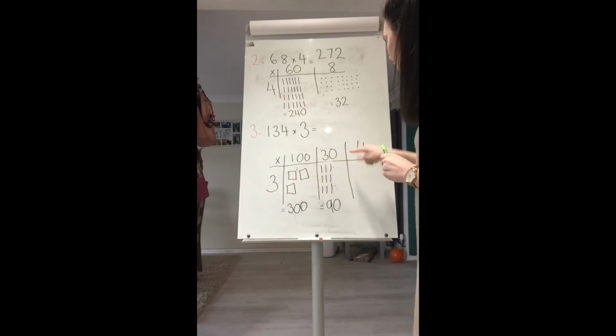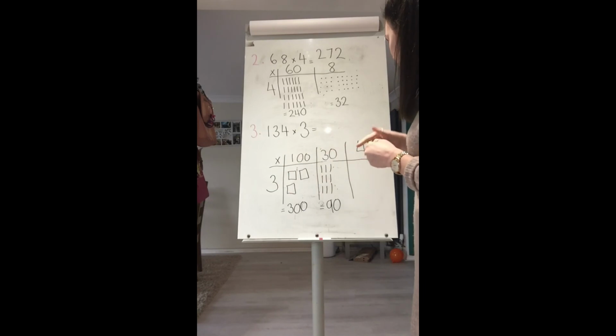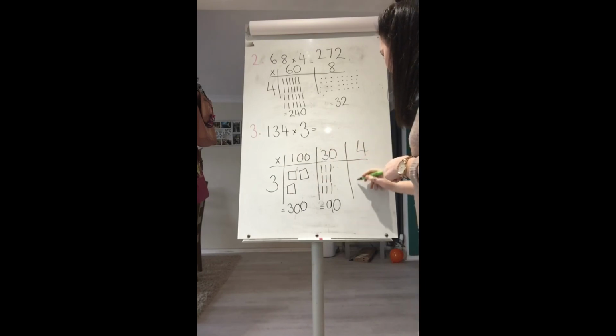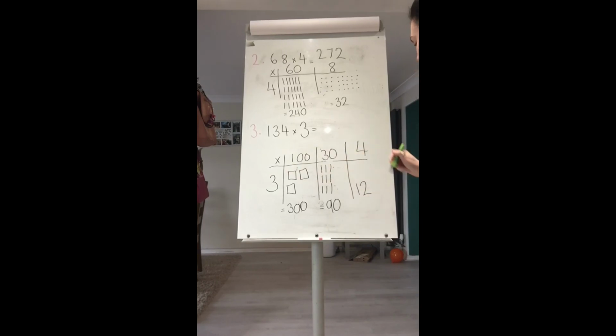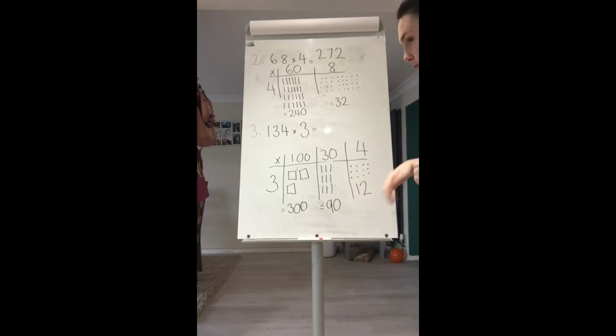Now, 3 times 4. Easy peasy lemon squeezy, you can all do this. 3 times 4 is 12. However, if you do get stuck, you could draw 3 lots of 4. 1, 2, 3, 4. 1, 2, 3, 4. 1, 2, 3, 4, and add together your total. So now we need to add together 300 plus 90 plus 12.